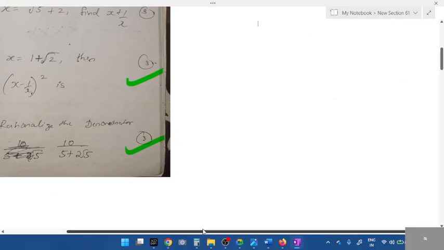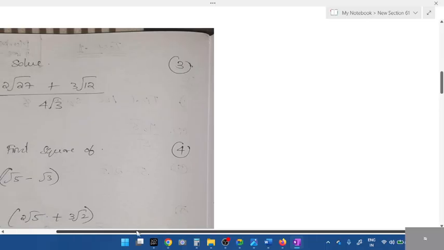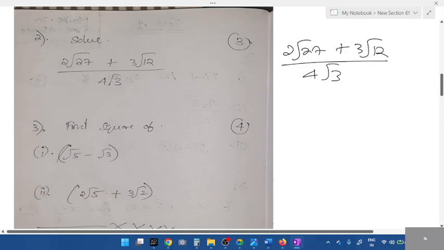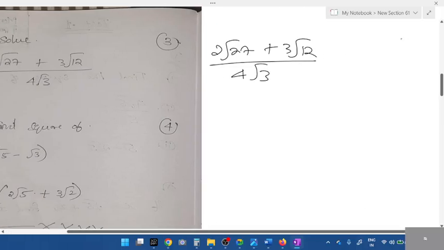Okay, next one. See, do you think they are like terms? Can we add them? Can you add 2 root 27 plus 3 root 12? No, right? So first you have to simplify, students. How do you all simplify? Do you all remember this? Take 27 and you have to factorize.